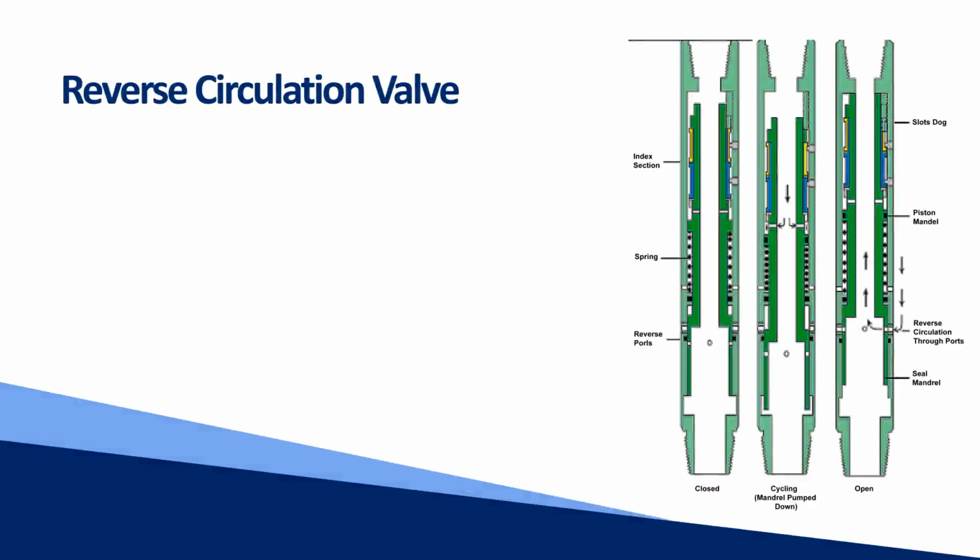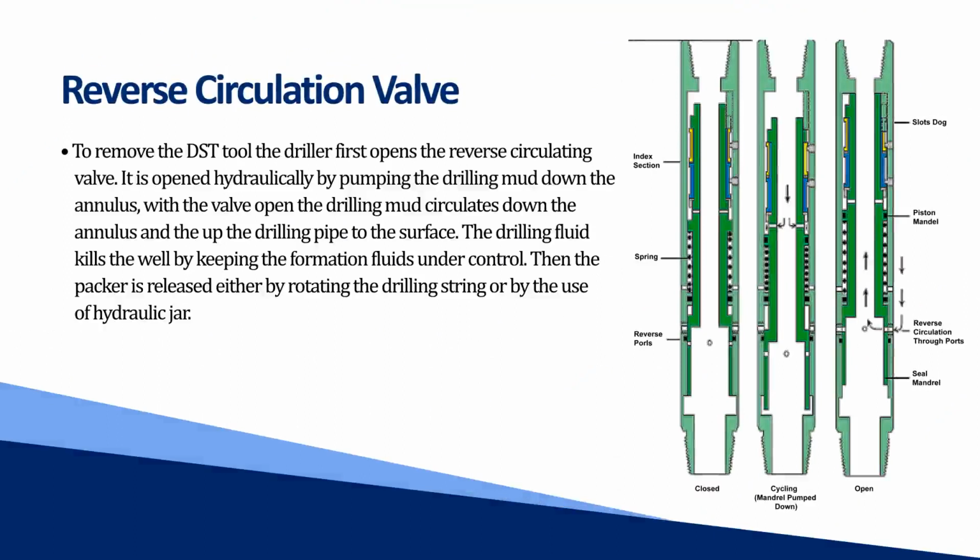Reverse circulation valve. To remove the DST tool, the driller first opens the reverse circulating valve. It is opened hydraulically by pumping the drilling mud down the annulus. With the valve open, the drilling mud circulates down the annulus and up the drilling pipe to the surface. The drilling fluid kills the well by keeping the formation fluids under control. Then the packer is released either by rotating the drilling string or by the use of a hydraulic jar.